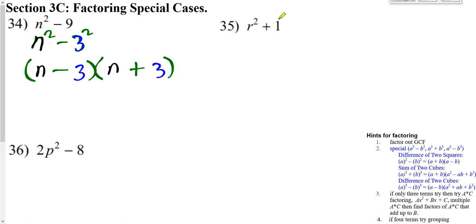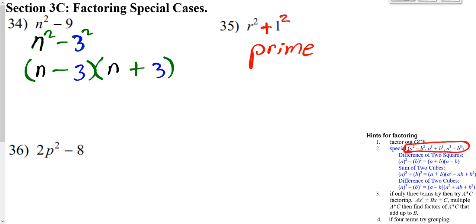Now, over here, this is really sum of squares. Now, sum of squares is not one of our options here. So there's nothing we can do. So this is prime. Because remember, from normal numbers, if it doesn't factor, we call it prime.